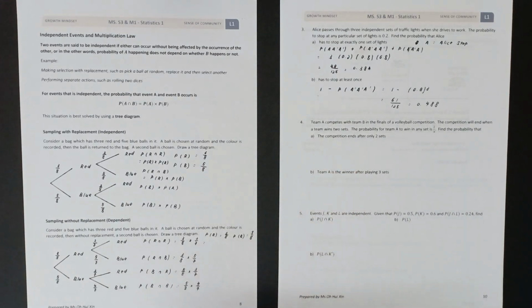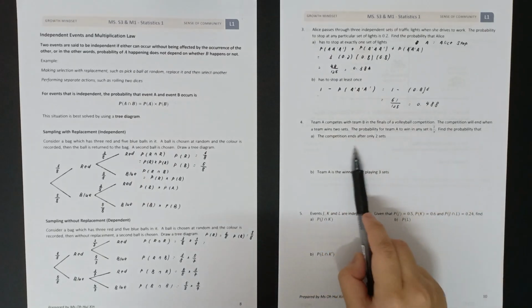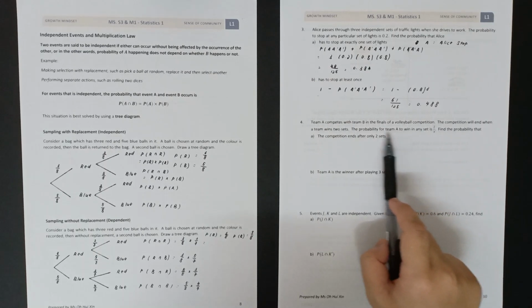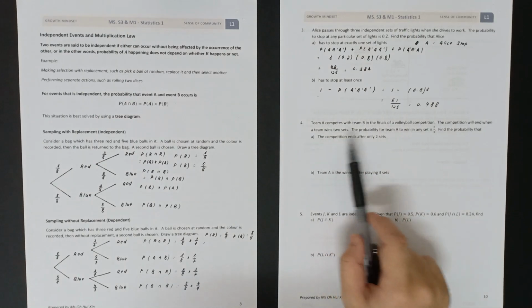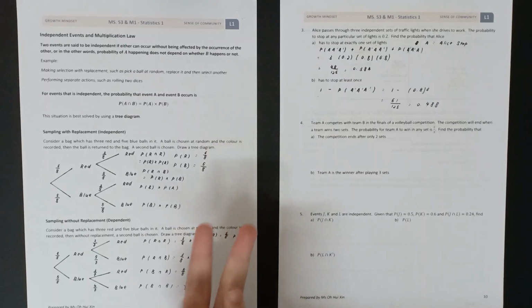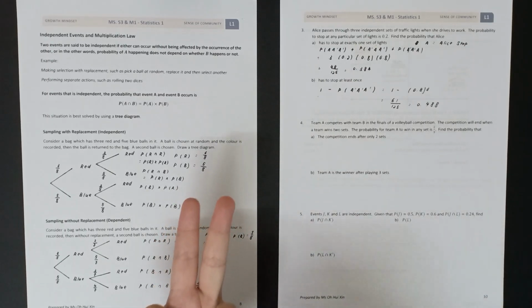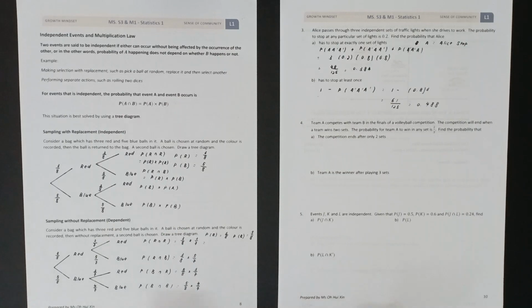Okay, so for this question, you need to identify yourself what is the situation, or what is the constraint that actually makes the competition end after 2 sets. The competition ends when a team wins 2 sets. So if the competition ends after 2 sets, it's either Team A wins 2 consecutive sets or Team B wins 2 sets. So those are the 2 situations that contribute to the competition ending after 2 sets.